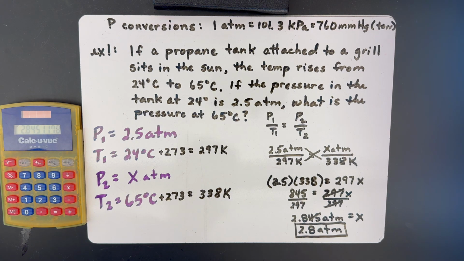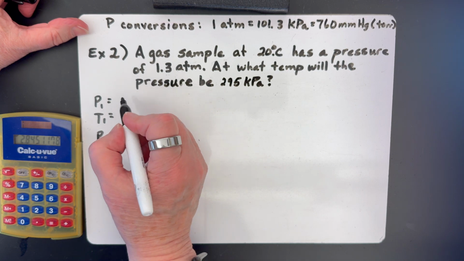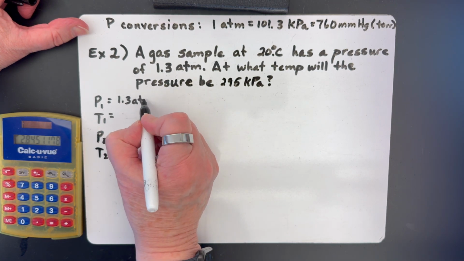We will work one more. If you want to look at the problem and pause the video, you can work it out and then hit play to check your answer. Here's our second problem we're going to work out, and it's going to have some conversions that we need to do. From our problem, our starting pressure is 1.3 atmospheres, ATM.